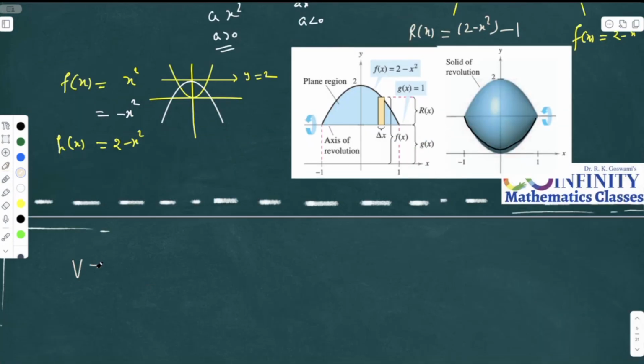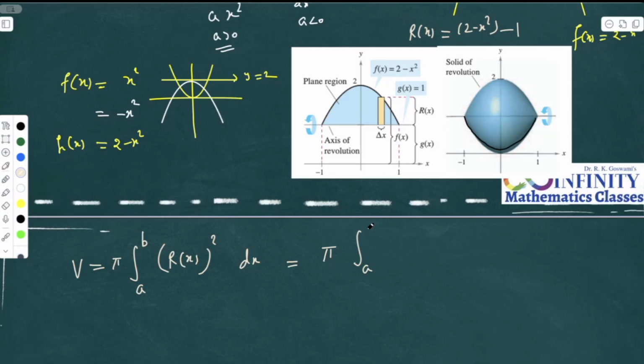So now I have got everything. If I ask you what is the volume there, you will tell me pi, integral from a to b, the points of intersection, which I do not have for the moment, of R(x) square dx. Pi is there. I will tell you this a to b. What was the R(x)? It was 2 minus x square top minus bottom. You get the formula, top minus bottom?